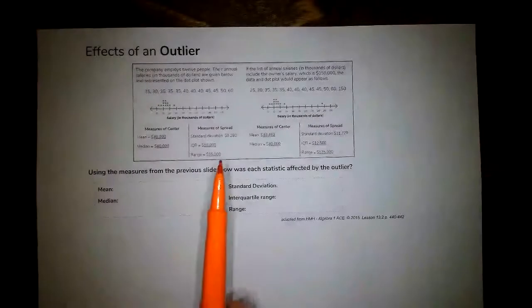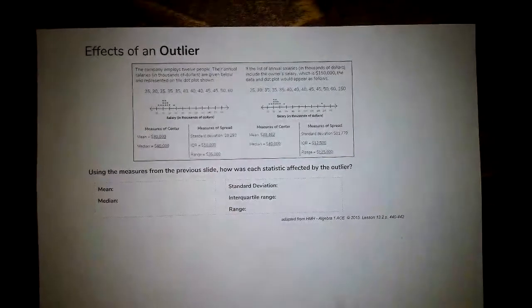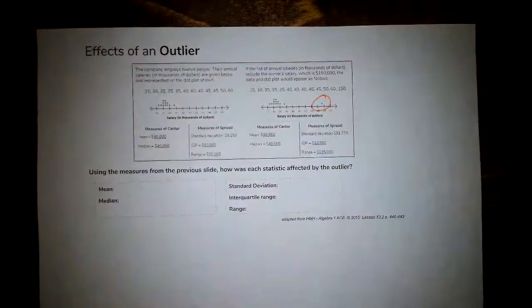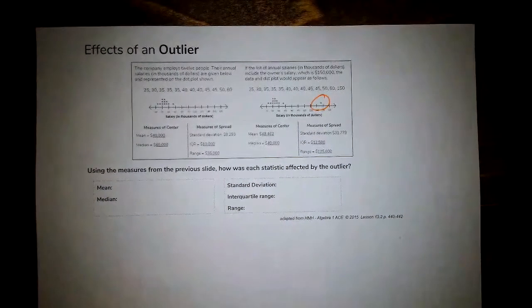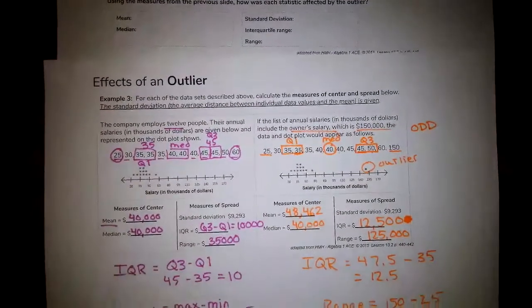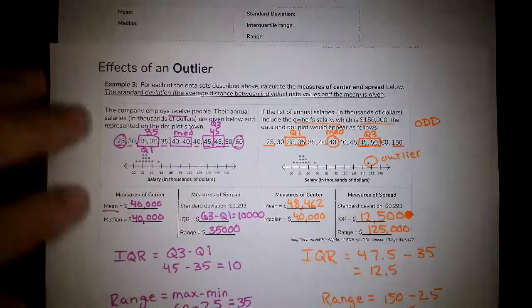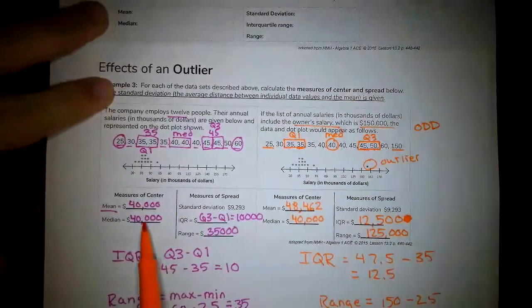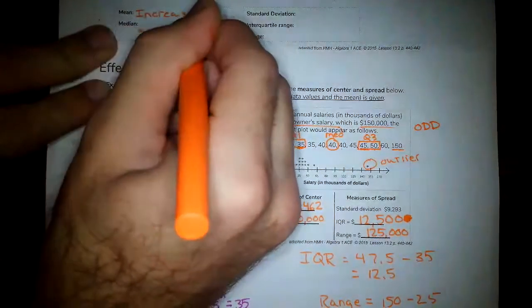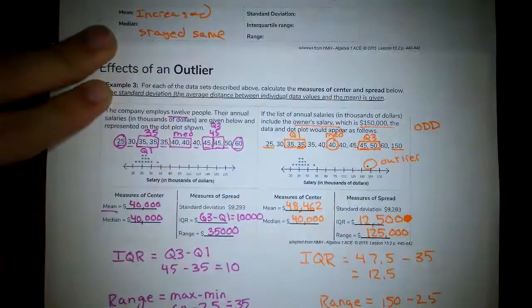One more thing, and that's basically just going over what I just explained. How is each statistic affected by this outlier? I wonder if I can get this all on one slide. Oh yeah, there we go. So we just talked about the mean. The mean increased with the outlier. The median stayed the same.